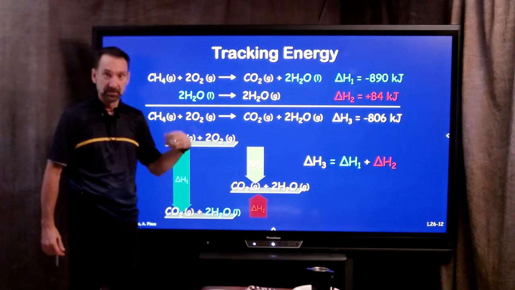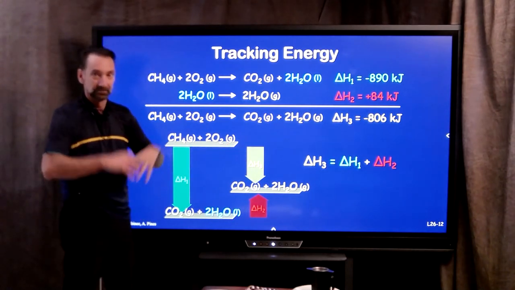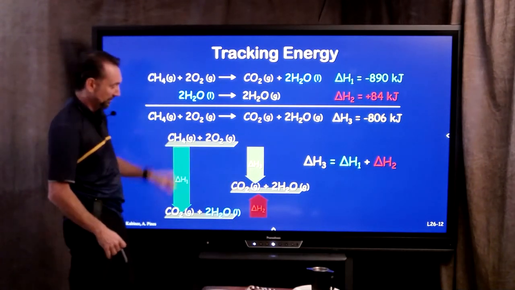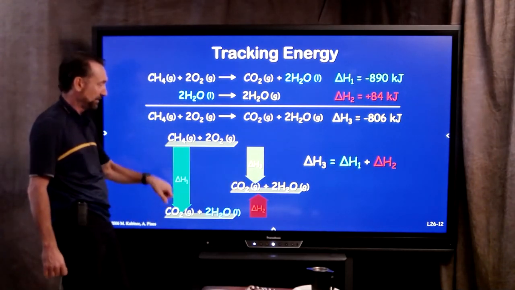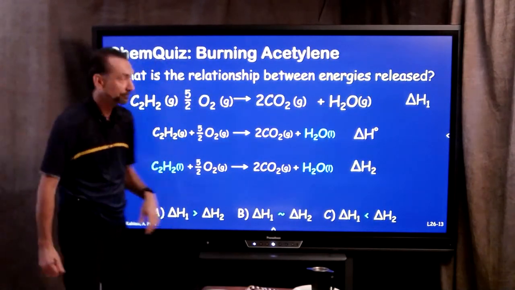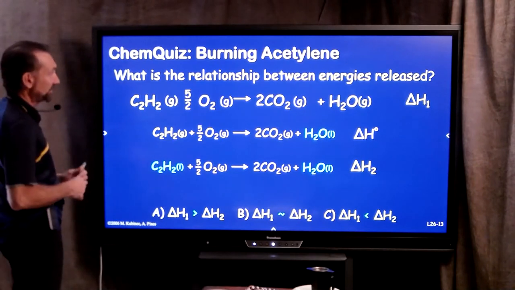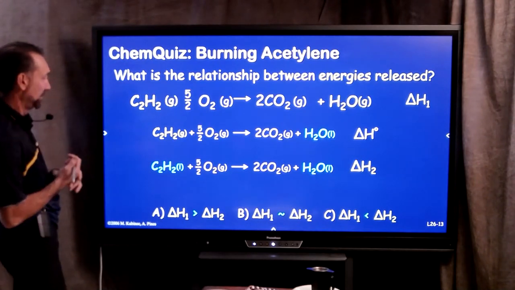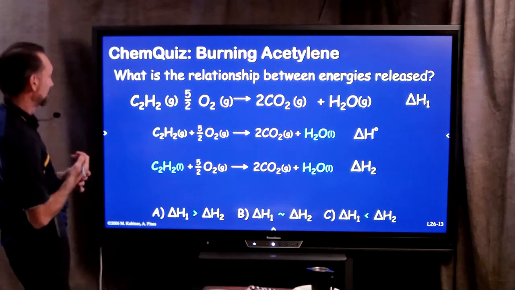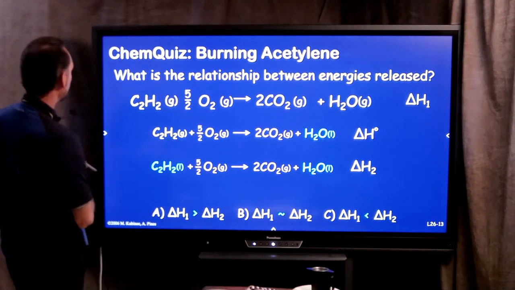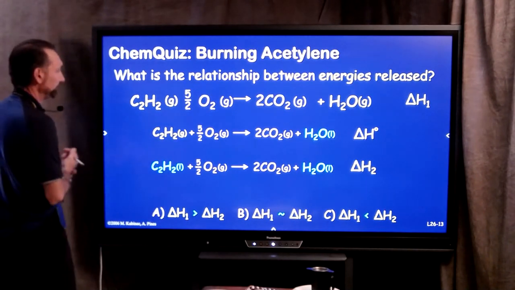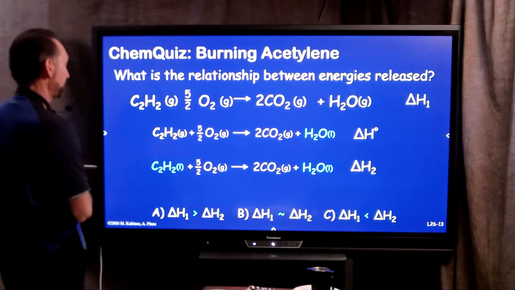Path-independent functions, work and heat, who knows? You could have gone any amount of heat absorbed. You could have even gone down to breaking this up into atoms and come back here, add lots of heat, do work, and come around. So let's, I'll talk this through. What is the relationship between the energies released?